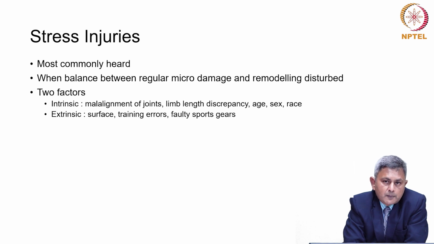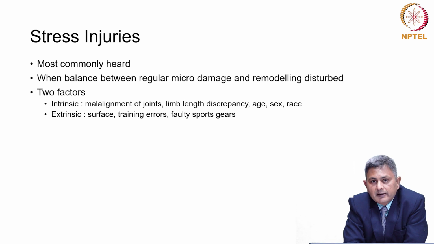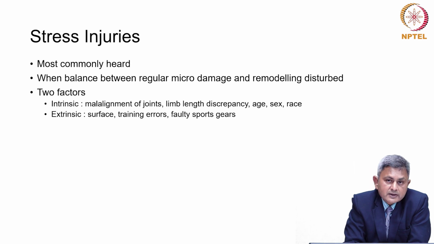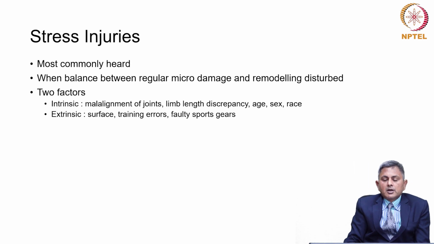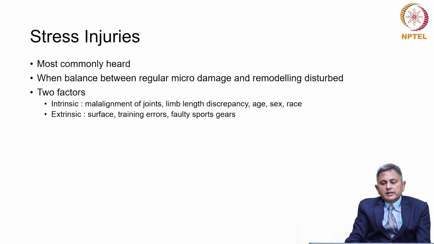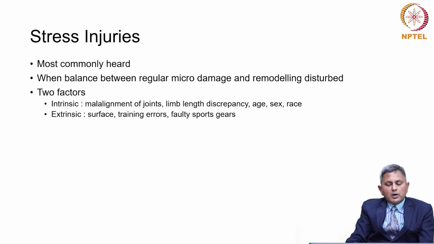When this homeostasis of repair and injury is disturbed, these stress reactions or stress injuries occur. This happens because of either intrinsic or extrinsic factors. Intrinsic factors are malalignment of joints, limb length discrepancies, the age of the athlete, the sex of the athlete, and genetic predisposition, that is, the race of the athlete. The extrinsic factors are the surface on which they are playing, the training load, or faulty sports gear. These are common factors which cause injuries.